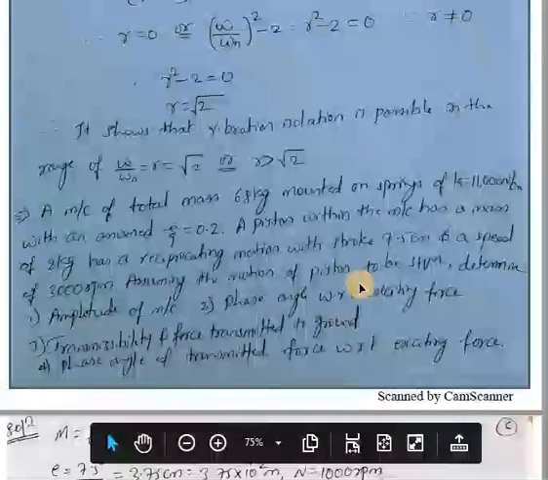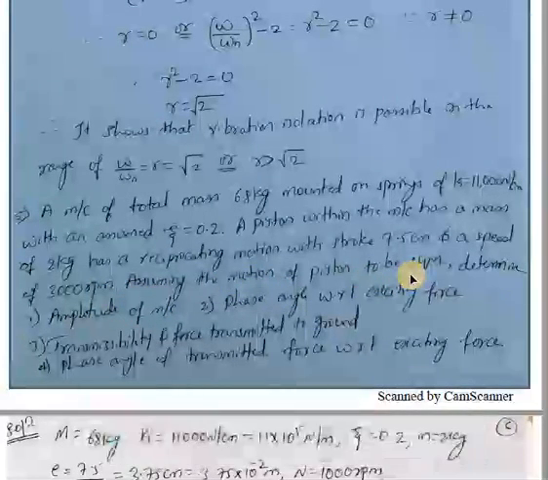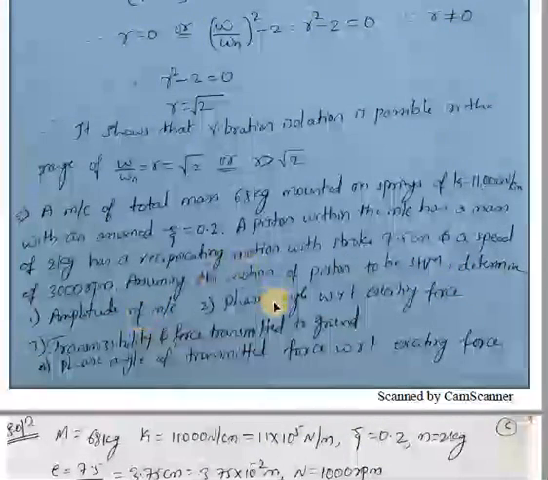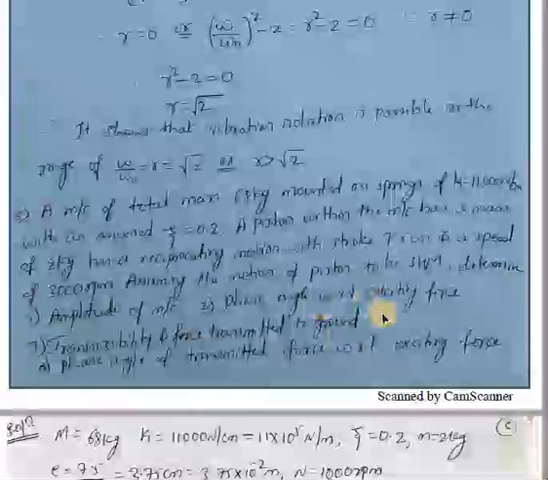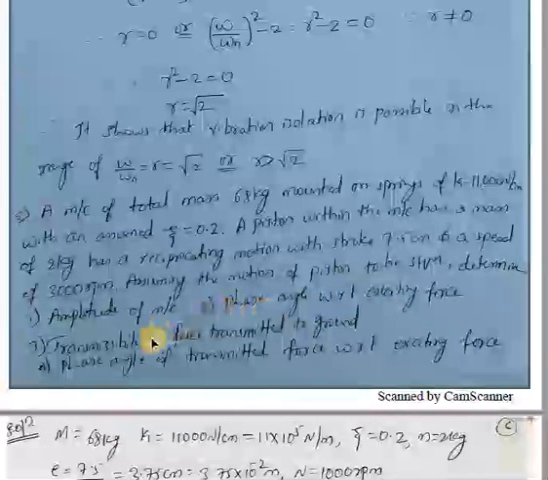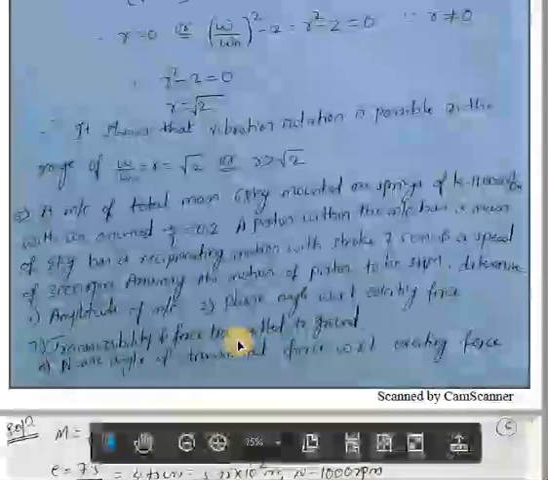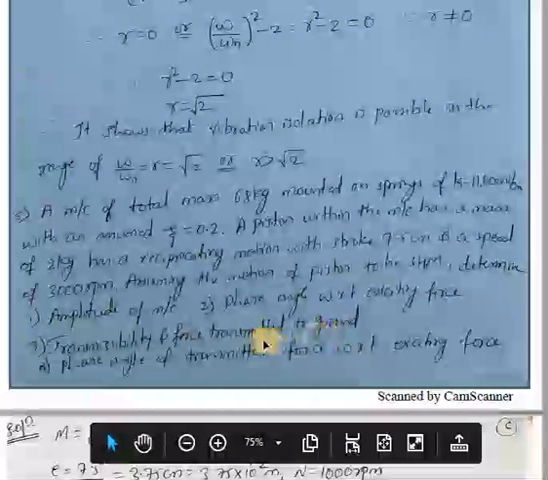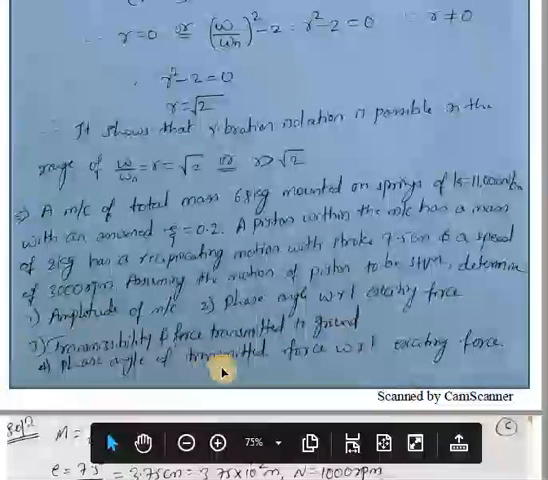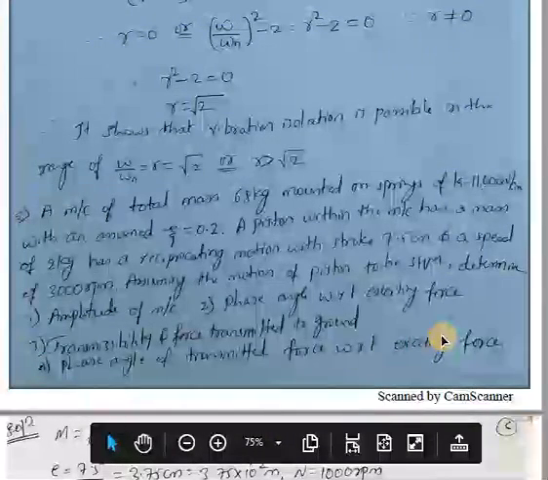Assuming the motion of the piston is simple harmonic motion, determine the amplitude of the machine, the phase angle with respect to the exciting force, the transmissibility and the force transmitted to the ground. The fourth one is the phase angle of the transmitted force with respect to the exciting force.